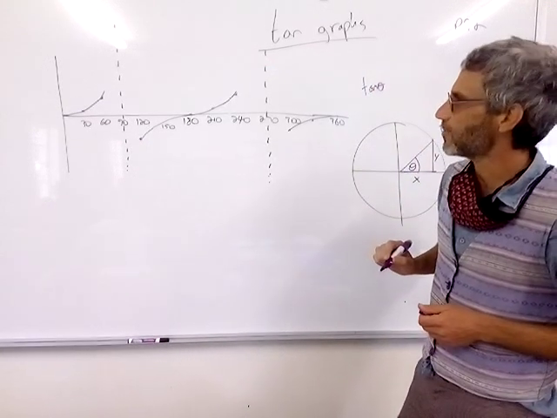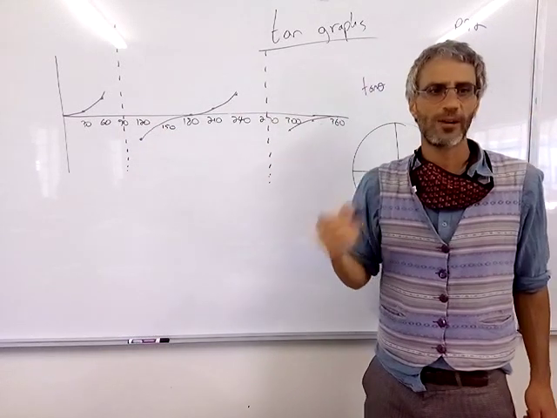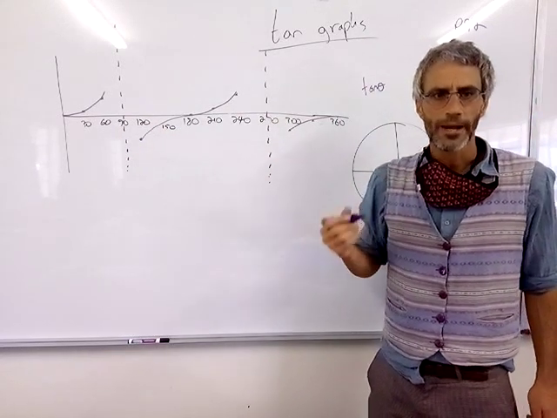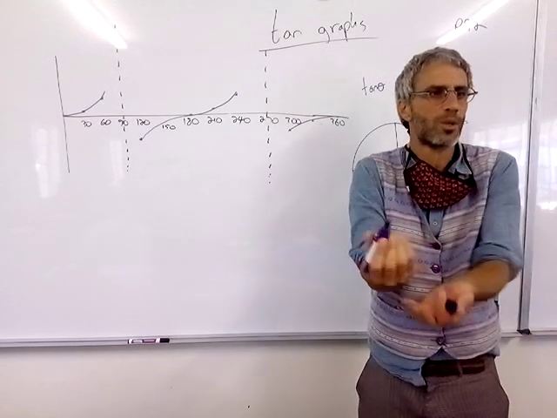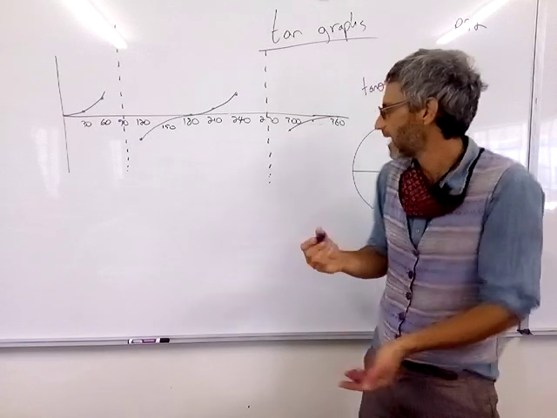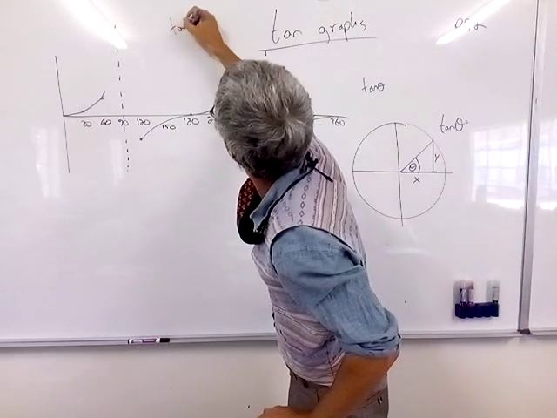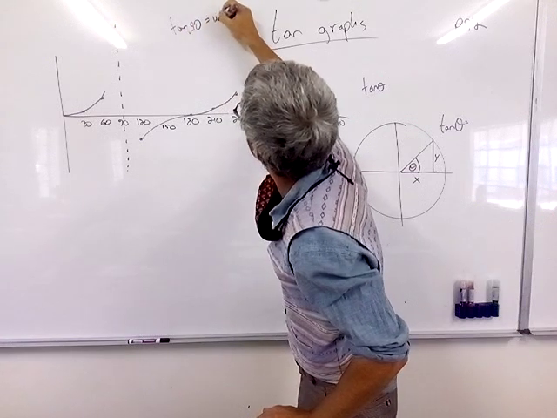Now we noticed something a bit weird. At 90 and at 270, there was an error message. Okay. Now I want to find out what does it mean. That in fact what the calculator tells you is that it's undefined. Tan 90 is undefined.